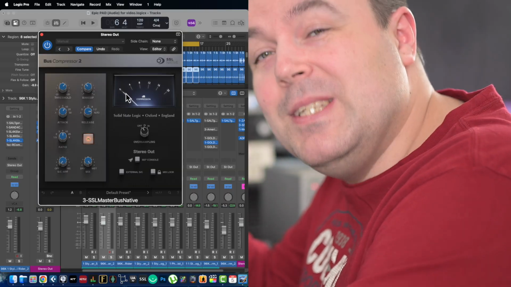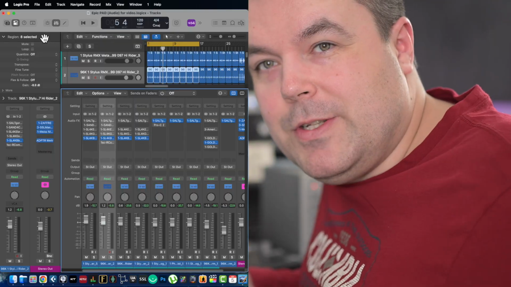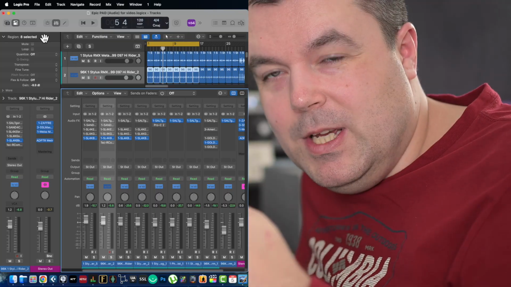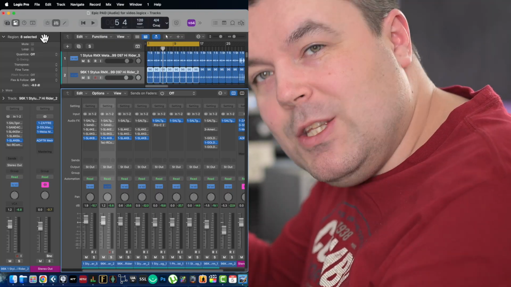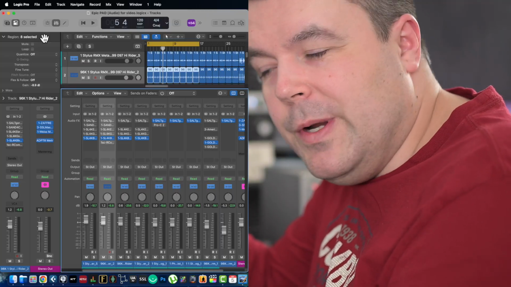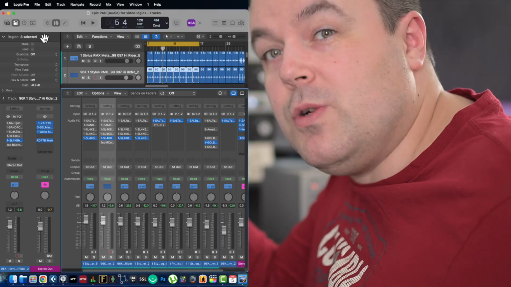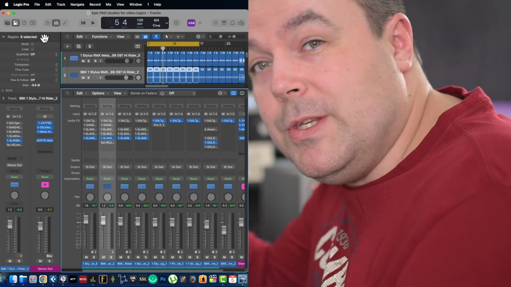So this is what I'm talking about. It's about soft knee. So SSL master bus compressor is not just like one compressor with settings. You almost can consider it like two different compressors. One is not too soft knee compressor with 4:1 ratio, and very soft knee compressor with 2:1 ratio. So it's like two compressors in one.